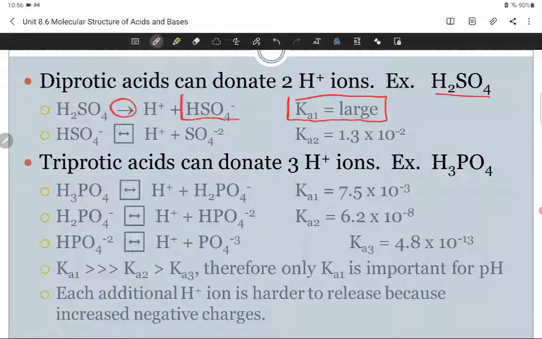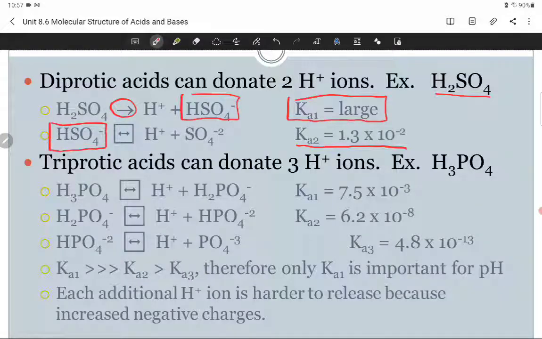Now, this chemical, HSO4 minus, is amphoteric. So in the first reaction, it appears to be a conjugate base, but in this context, it's a weak acid. And weak acids have a K value associated with it. In this case, 1.3 times 10 to the second. So some of the HSO4 minus dissociates into ions.